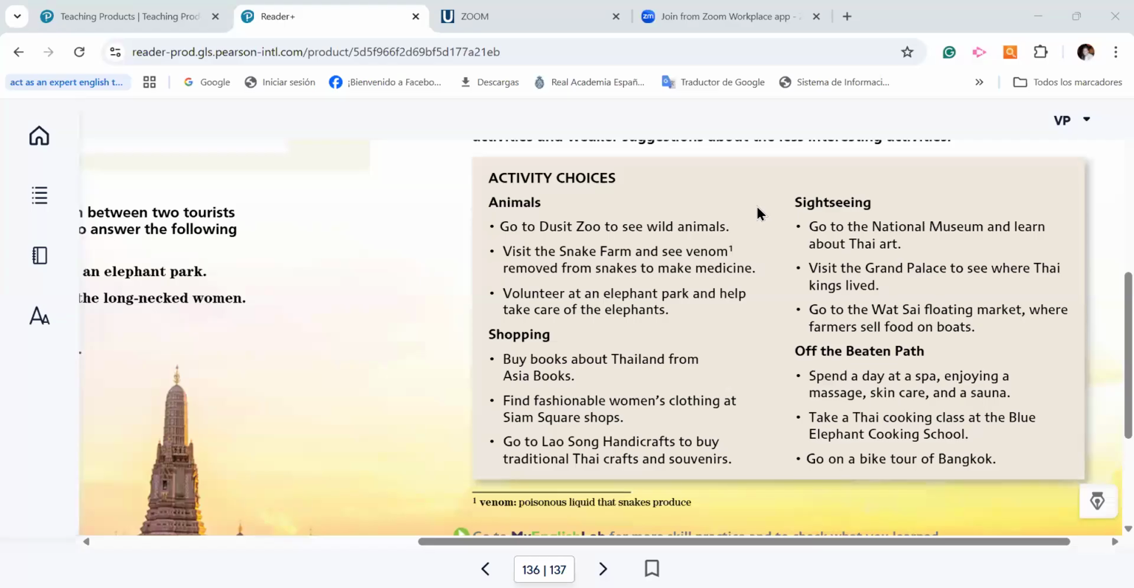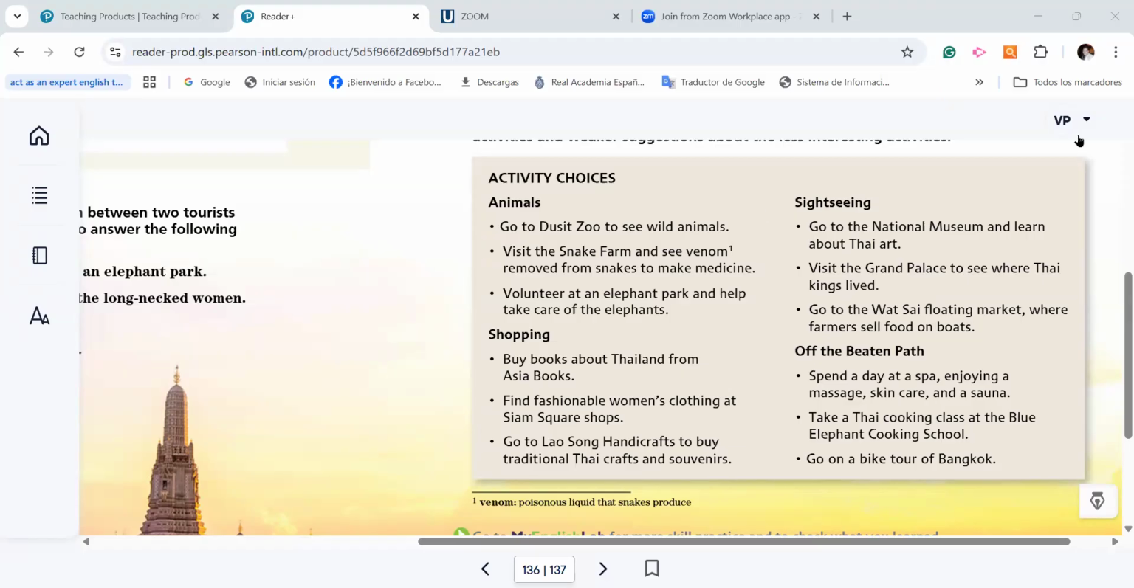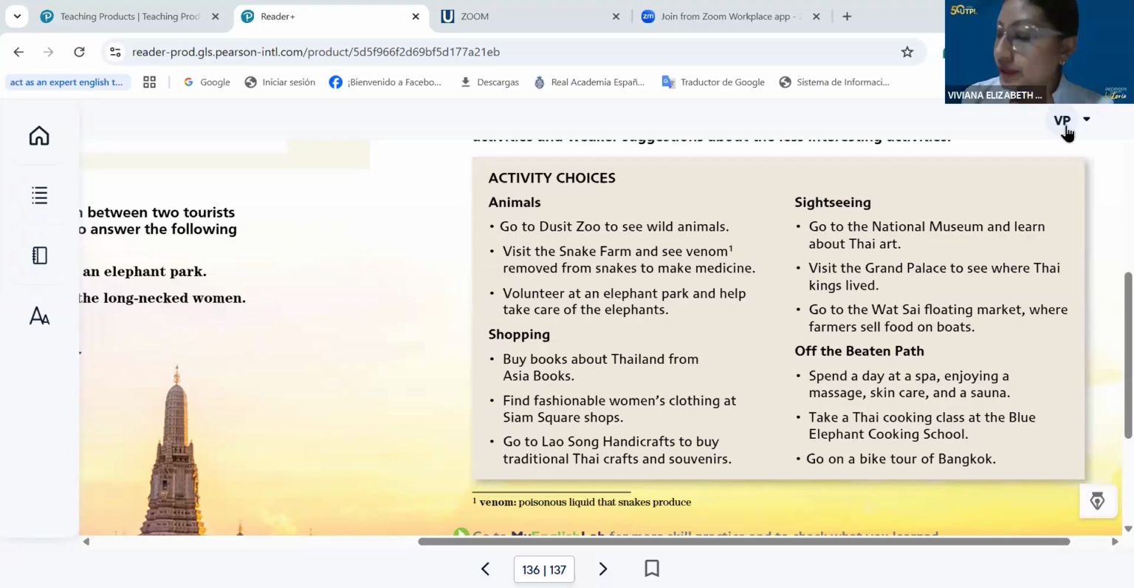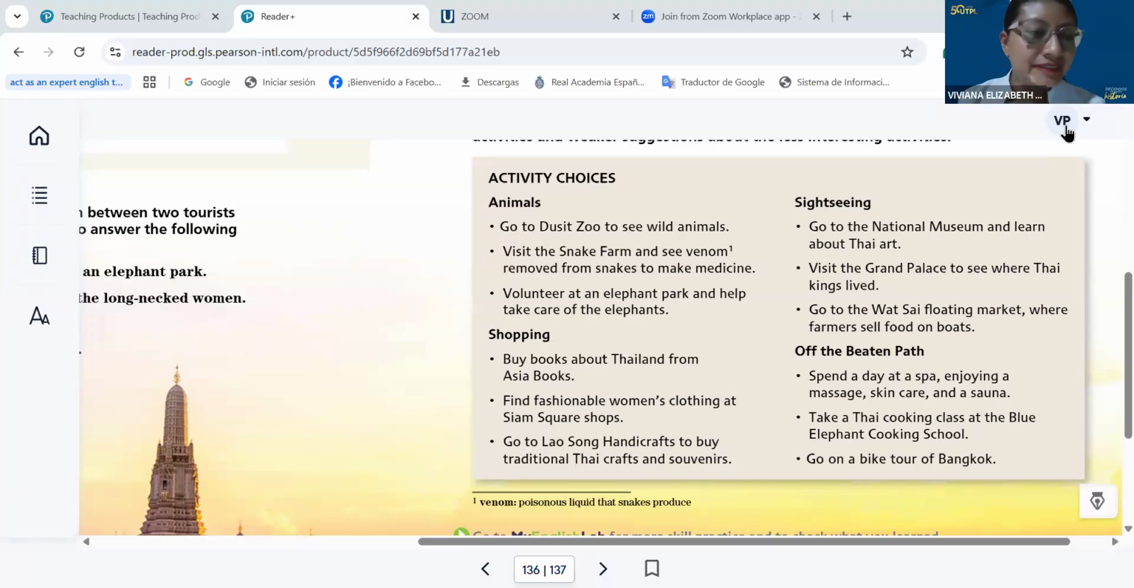I can start with animals. I order from strong to weak. Okay, no problem. Any category. I definitely visit the snake farm and see venom removed from snakes to make medicine. Can you repeat, Wilmer? Sorry. Give me a second, please. Sure. Somebody else until Wilmer feels better.